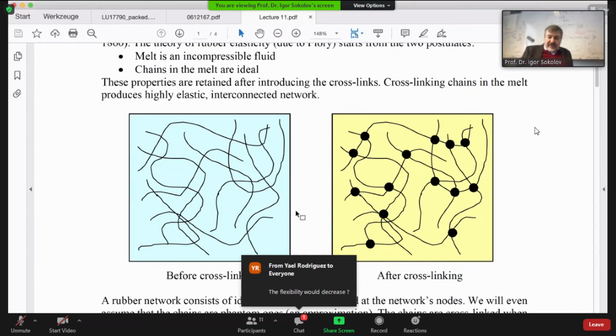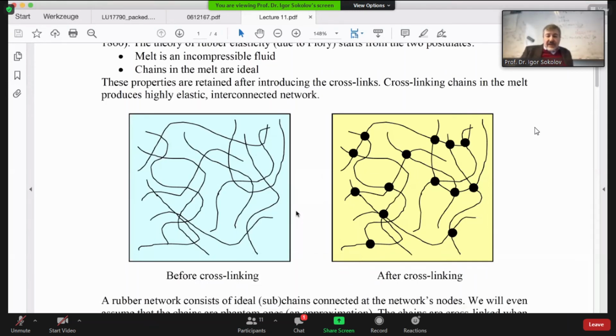The material becomes too solid. It's not elastic anymore. It's rigid. Not elastic anymore, it is solid. And essentially you used to use it as a solid.